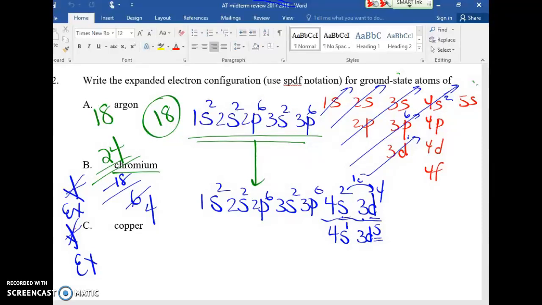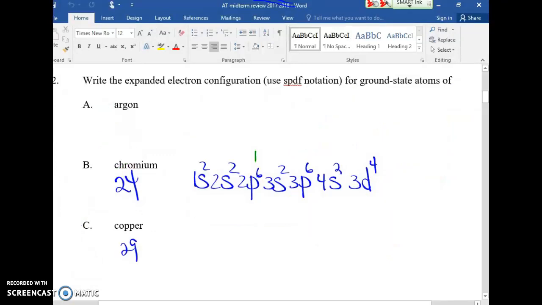So when you write your final answer, it needs to look like this. You'll get partial credit if you do this, but remember, full credit requires that you write this somewhat modified configuration. Okay. So what I did is I reset the configuration to what it looks like without any modification. I do that because this is going to be the foundation for copper.